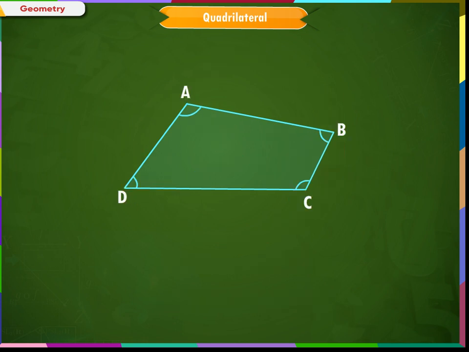A quadrilateral has 4 angles. We can name these angles as angle A, angle B, angle C and angle D. We can also name these angles as angle BAD, angle ADC, angle DCB and angle CBA. The opposite pair of angles are angle A and angle C. The other pair is angle B and angle D.